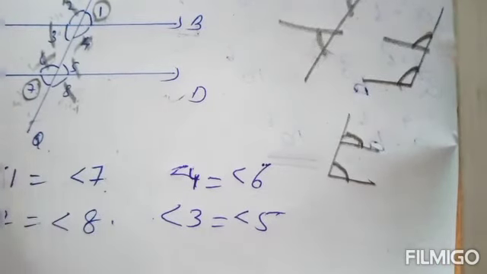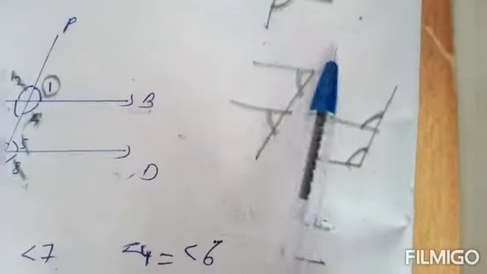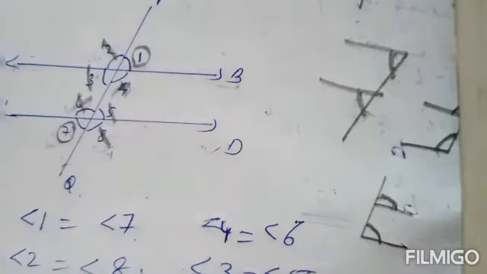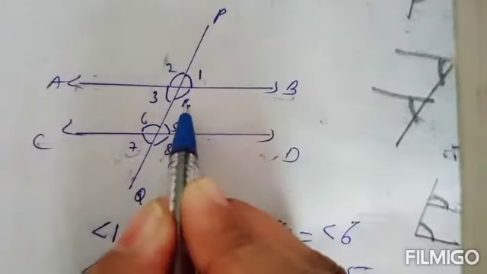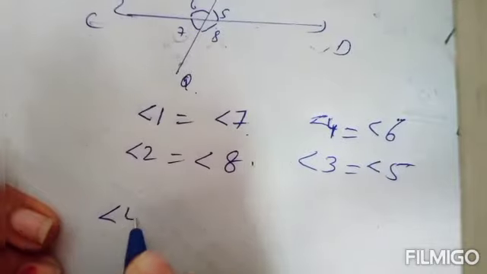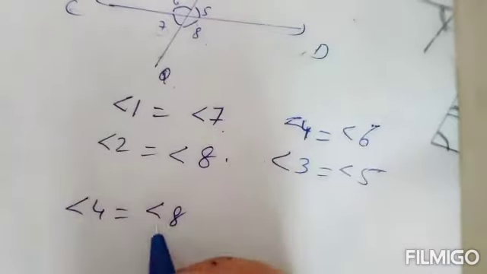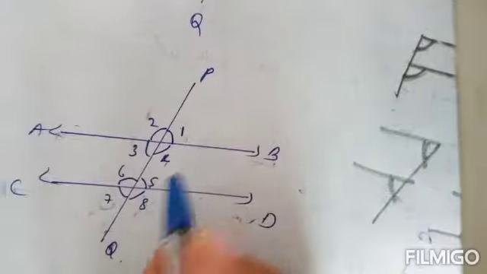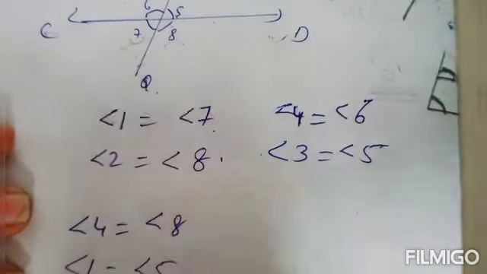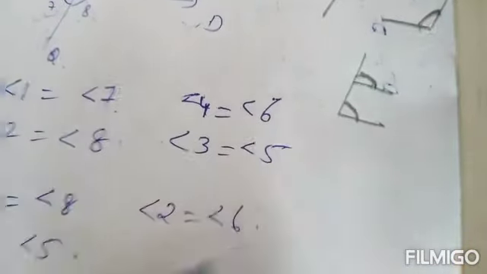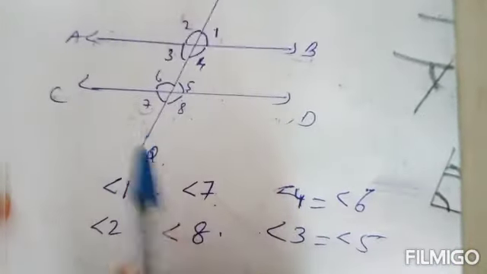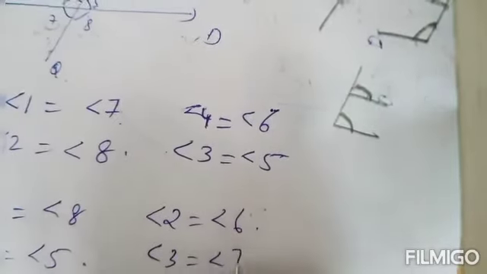Okay. Now third one, corresponding angles are equal. Corresponding angles, I told you, are F-shaped angles. So they are also equal. Here 4 pairs of corresponding angles you can find. Angle 4 and angle 8, so angle 4 will be equal to angle 8. Then angle 1 and angle 5, so angle 1 will be equal to angle 5. Then angle 2 and angle 6, another pair of corresponding angles, so angle 2 will be equal to angle 6. Okay, angle 3 and angle 7, so angle 3 will be equal to angle 7.